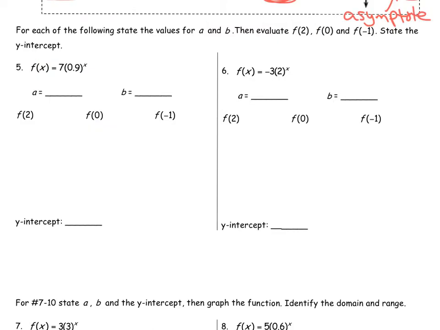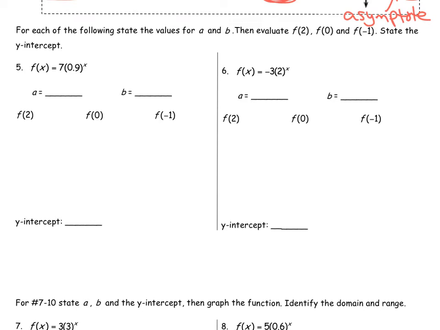The next piece says, for each of the following, state the values of a and b, and then we're going to evaluate f of 2, f of 0, f of -1, and then find the y-intercept. Okay, so we just got to go back and think about this vocab. So if you need to pause the video to make sure you're referring to the top of that page or the middle of the page for the vocabulary, really important.